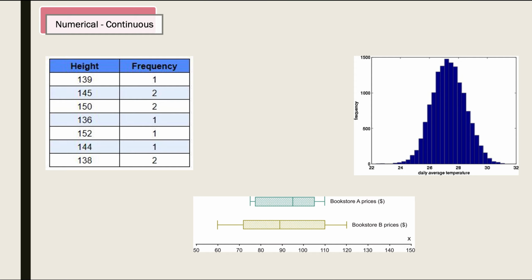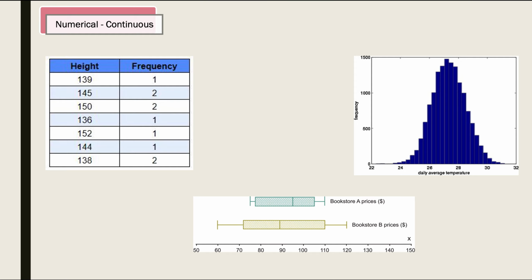The last one that we have is numerical continuous. So in this one, in the first, we have a frequency table, and we have here height of certain people. And here, even though we don't have decimals, we could have a person whose height was 145 centimeters, 0.7, for example. So that's possible. So that's why it's numerical and continuous. So when you're doing a frequency table, you're grouping the data. Okay.